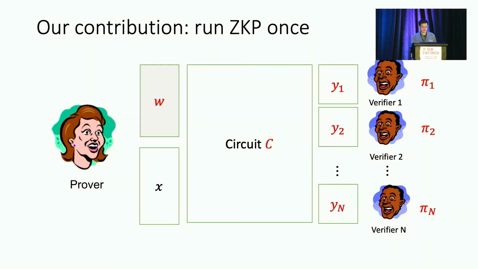And the answer is yes. So in our new algorithm, the prover can run the ZKP protocol on the circuit C only once to generate the n proofs in one shot. So the prover time will be reduced to linear in the circuit size, which is also optimal because the prover at least needs to run the circuit to get all of the outputs.